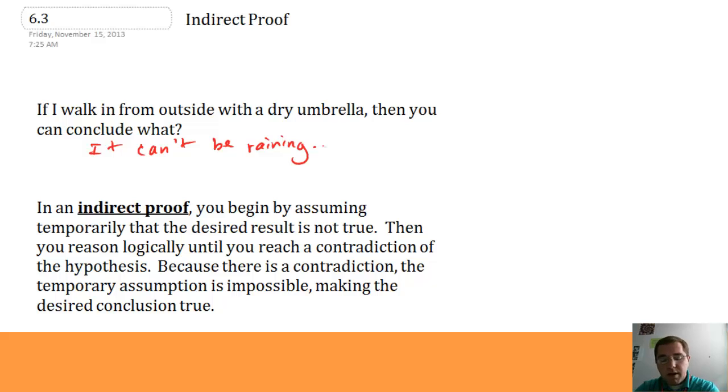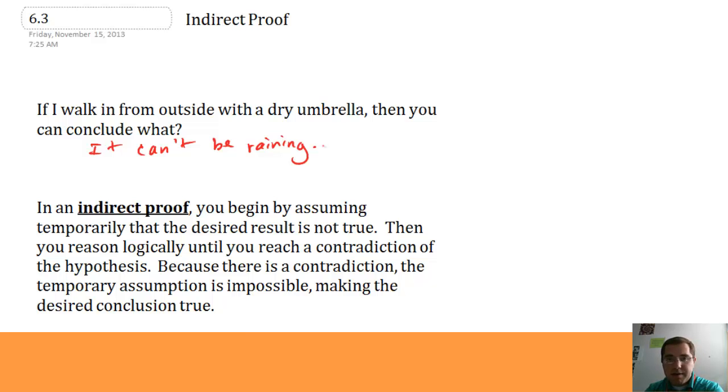What it does is assume the opposite of what you want to prove, and then you find a problem, and you know your assumption had to have been wrong, which means that what you wanted to prove is true. So in an indirect proof, and you should write this down, you begin by assuming temporarily that the desired result is not true. Then you reason logically until you reach a contradiction of the hypothesis. Because there is a contradiction, the temporary assumption that you made is impossible, making the desired conclusion actually true.